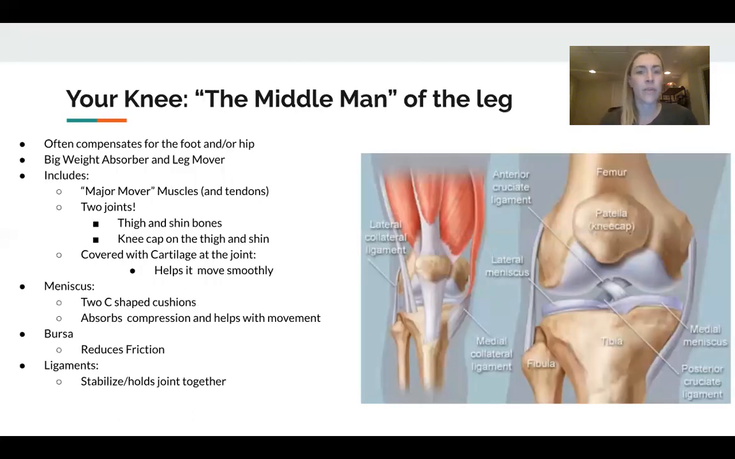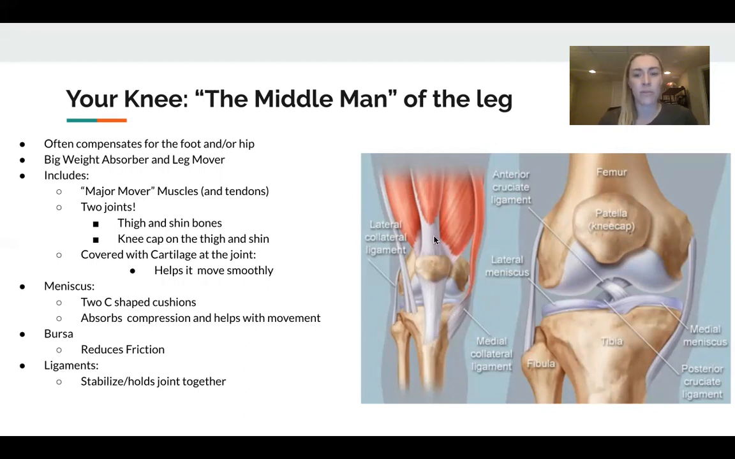So I'd like to begin with the anatomy of the leg and the knee, because it's important and it kind of gives you an idea why knee pain is so common. The knee is the middleman of the leg, in that it's not only in the middle, but it has to make compensations for any issues up at the hip or down into the foot and ankle. It's a big weight absorber and leg mover.